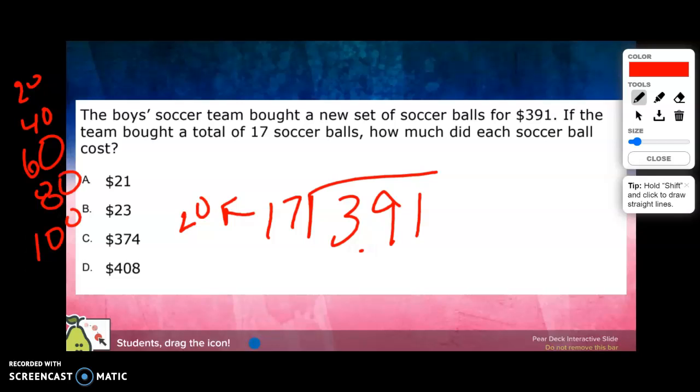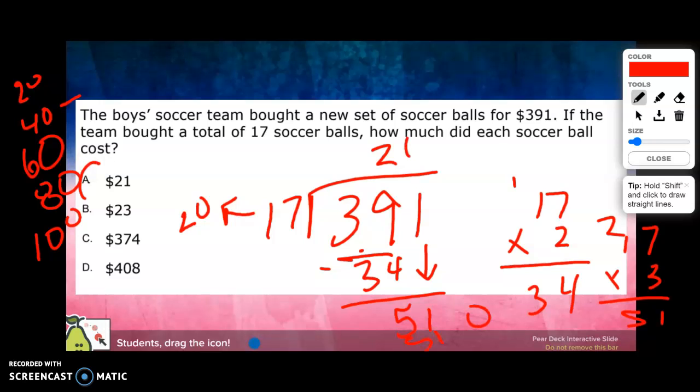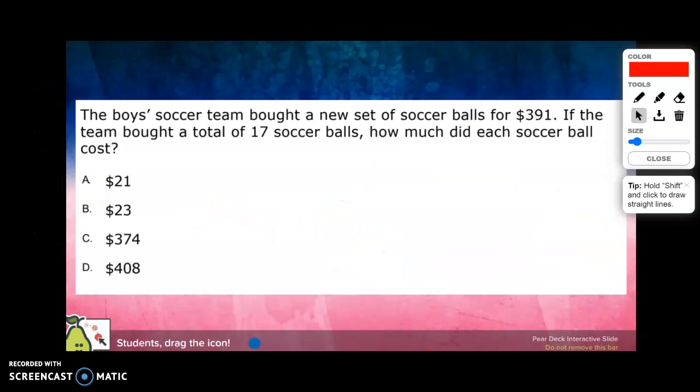So 17 can't go into 3, but it can go into 39. Since this is 40, I'm going to do 17 times 2, which is 34. I'm left with 5, but I can't do that, so I bring down my 1. I'm going to try 3. 17 times 3 gives me 51 and nothing remaining. So each soccer ball was $21 each.